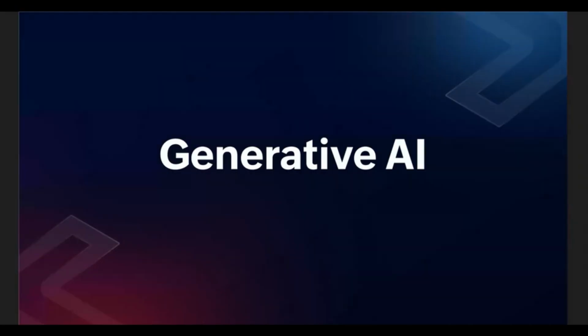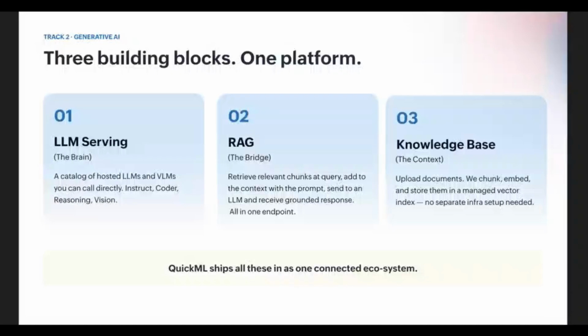So let's go to the building blocks of our generative AI in QuickML platform. The first one is LLM serving. LLM is a large language model that works as a brain. QuickML hosts a catalog of LLMs and VLMs with configurable parameters and ready to call APIs. Second one is RAG, retrieval augmented generation, where it acts as a bridge between your own data and LLM. And third is knowledge base, where it acts as data repository for ground truth for the models to access your data. So QuickML ships them as one connected ecosystem.